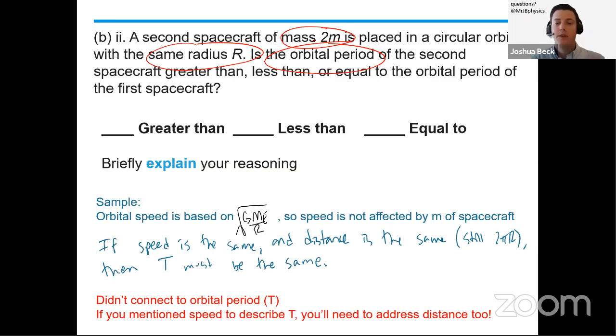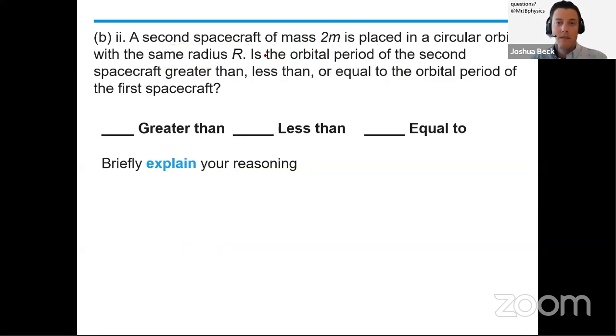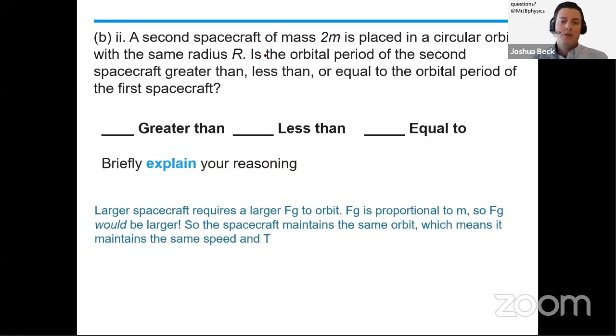Be careful, a lot of times people write something and say, wow, that sounds really great. But then they forget, what are you actually asked about? And in this case, they were asked about orbital period. So you need to finish connecting those dots to orbital period. Let's look at another one. Larger spacecraft requires a larger force of gravity to orbit, okay? Fg is proportional to m, so Fg would be larger, okay? So the spacecraft maintains the same orbit, which means it maintains the same speed and t. How does that sound to you?